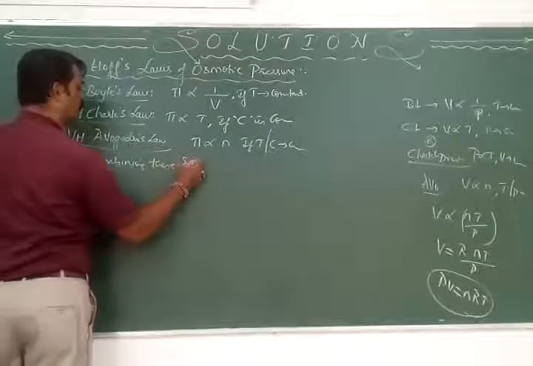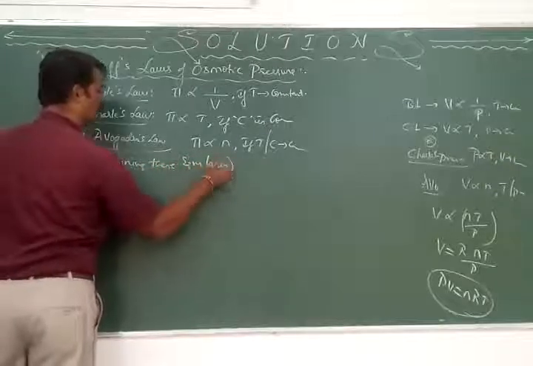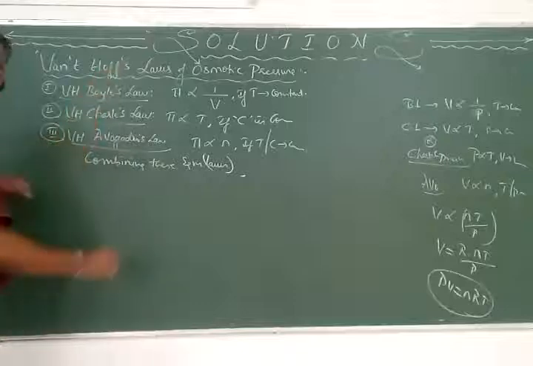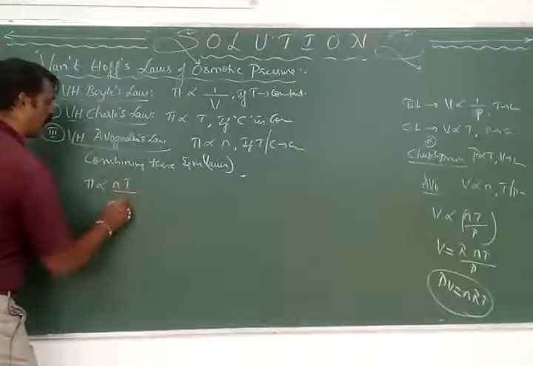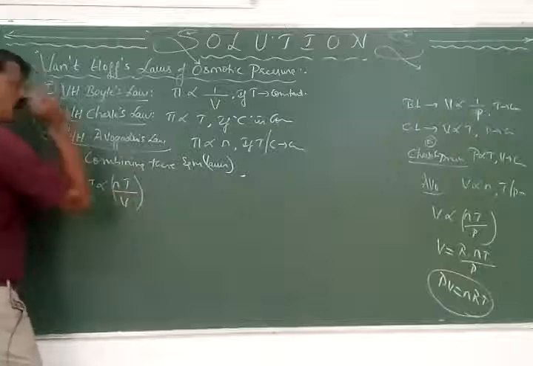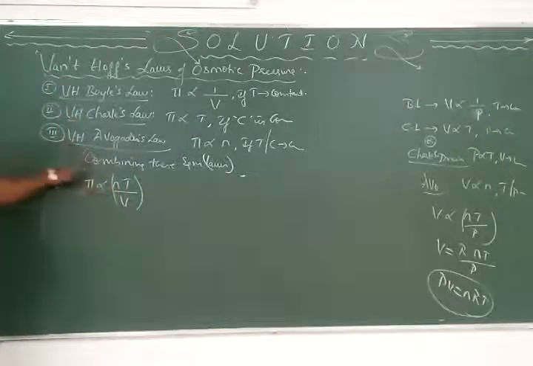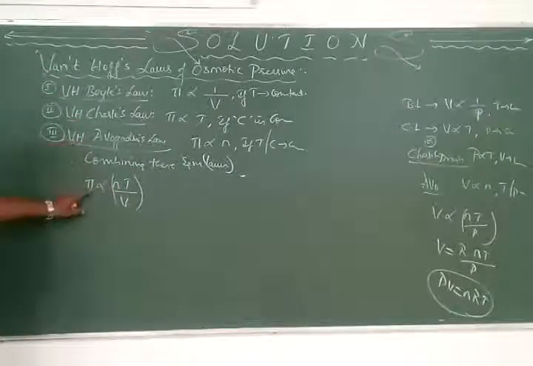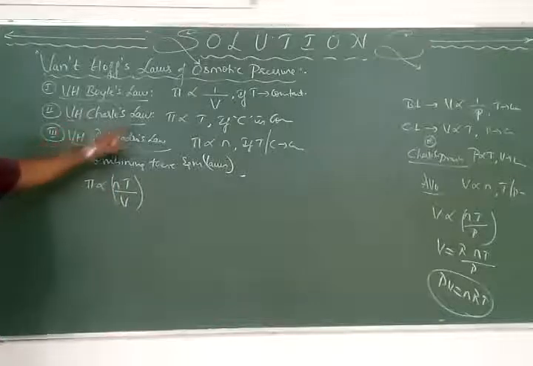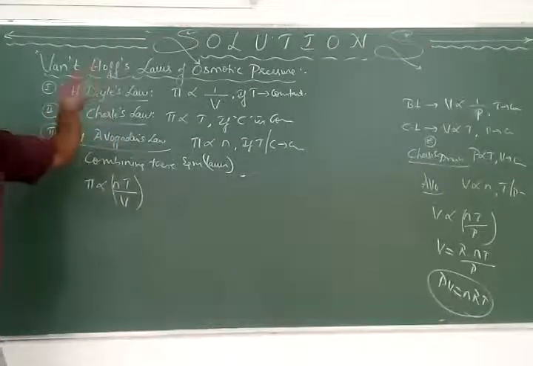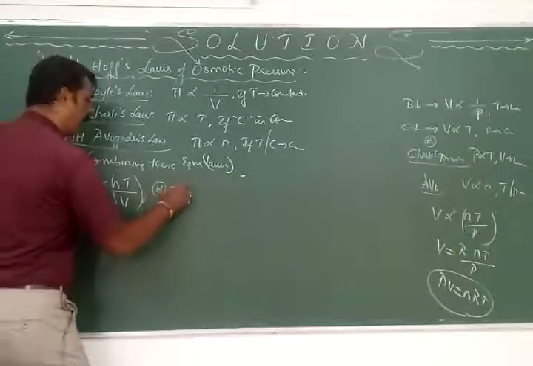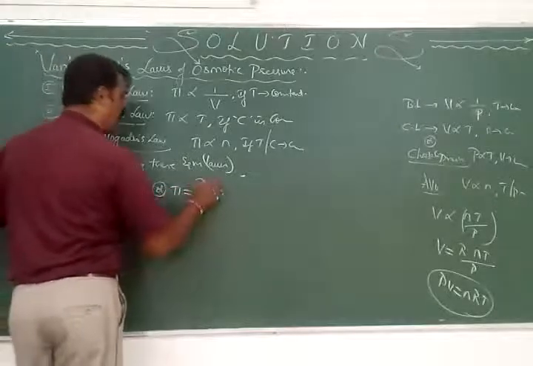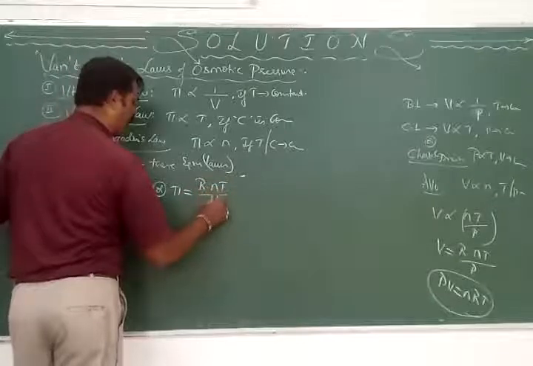These equations or these laws, what can I mention? Pi proportional to n, pi proportional to T, and pi proportional to 1 by V, that is, inversely proportional to V. Pi proportional to n according to Van 't Hoff's Avogadro's law, pi proportional to T according to Van 't Hoff's Charles law, and pi inversely proportional to V according to Van 't Hoff's Boyle's law. Therefore, pi is equal to R into nT divided by V.